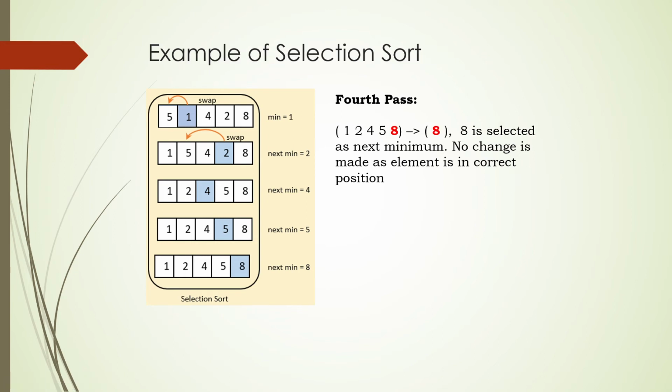Same thing happens in the fourth pass for the eighth element, or the last element of the unsorted array, which is 8, and again no swap happens. At the end we find that entire unsorted array is empty and sorted array has all the values. So now the list is sorted. So this is how selection sort works.